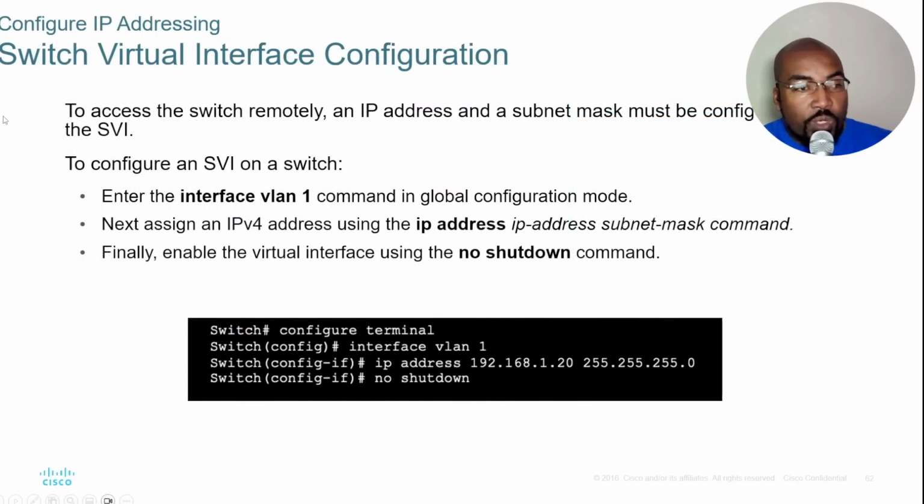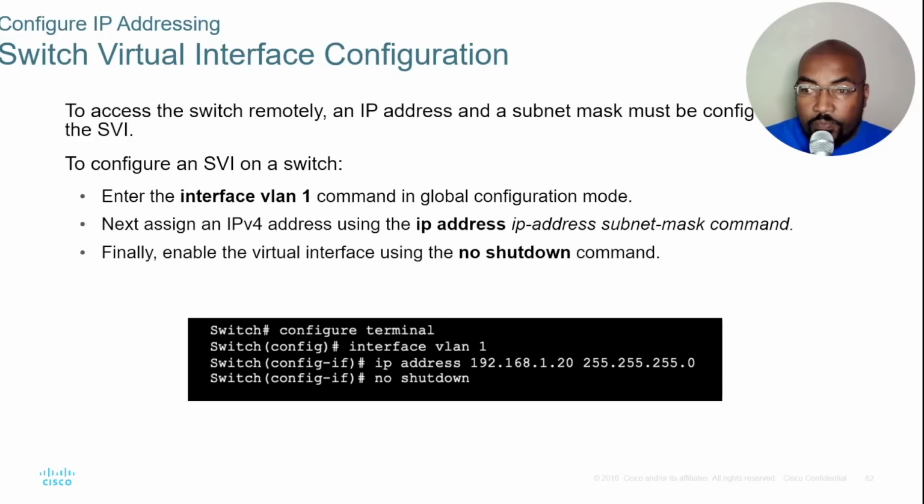All right, so now we're going to get into configuring the VLAN of a switch, and I'll show you that here in just a little bit. To access the switch remotely, an IP address and a subnet mask must be configured on the switch virtual interface. It's got to be on the same virtual interface. So enter the interface VLAN command, then the IP address command.